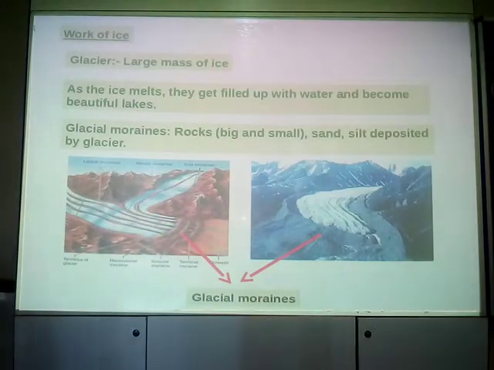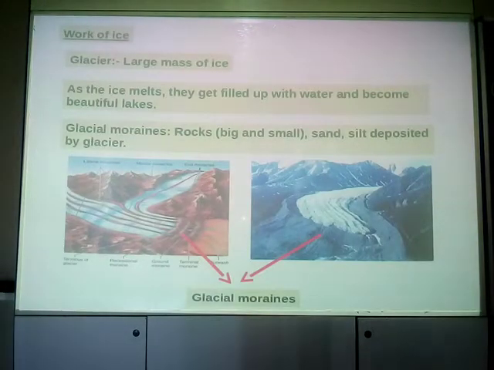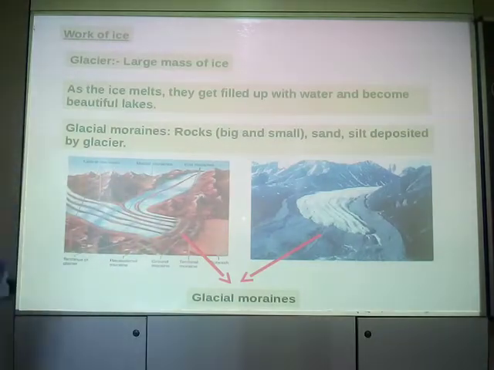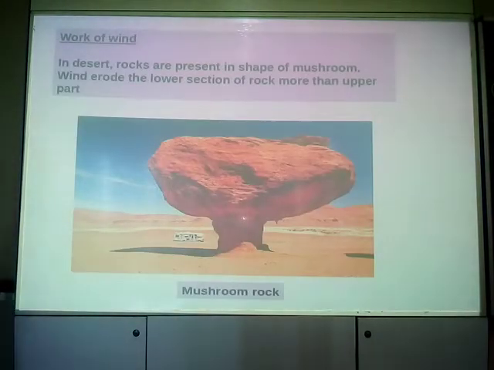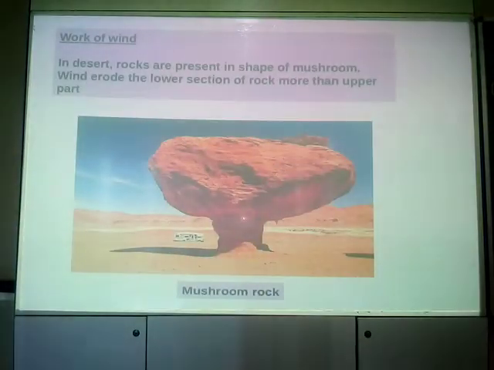Okay, so what are glacial moraines? Rocks, big and small, sand, silt deposited by glacier are called glacial moraines. Glacial moraines or glacier moraines, you can say, no problem. These were some of the works of the ice.